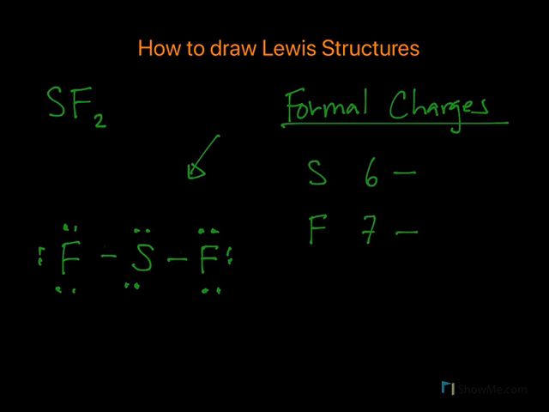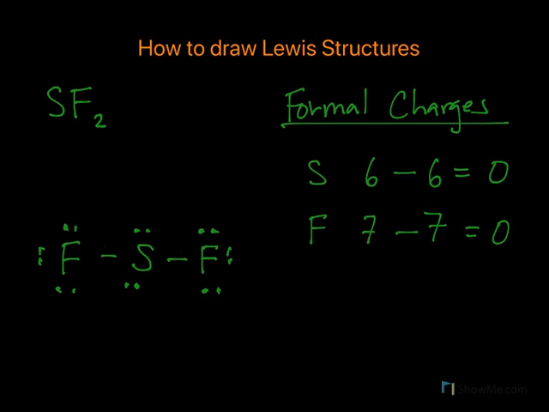Now if we look at this drawing as drawn, how many electrons is sulfur contributing to this molecule? 1, 2, 3, 4, 5, 6. 6 minus 6 is equal to 0. And how many electrons is each fluorine contributing to this molecule as drawn? 1, 2, 3, 4, 5, 6, 7. 7 minus 7 is equal to 0.